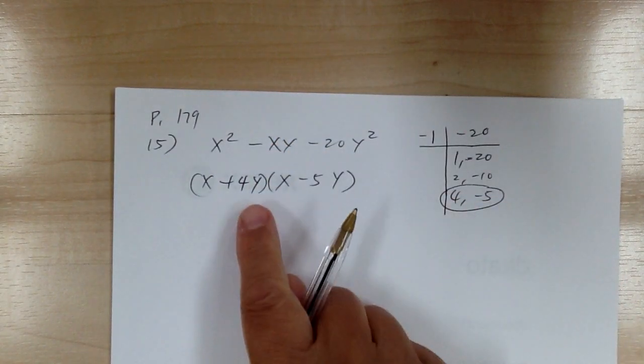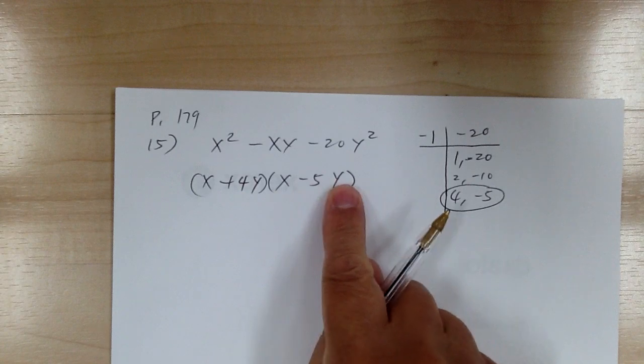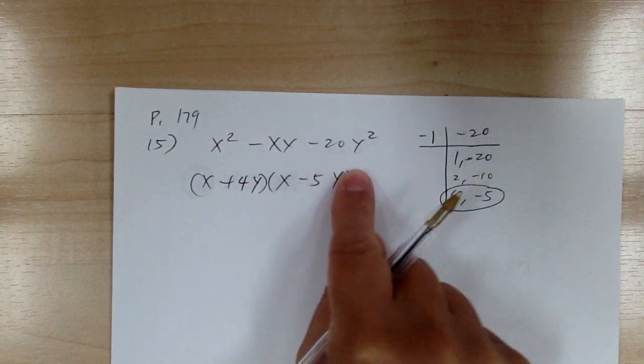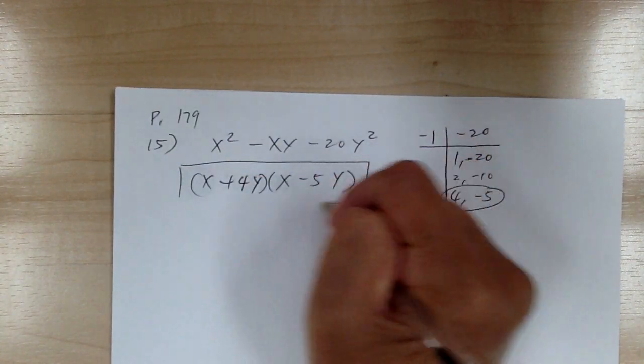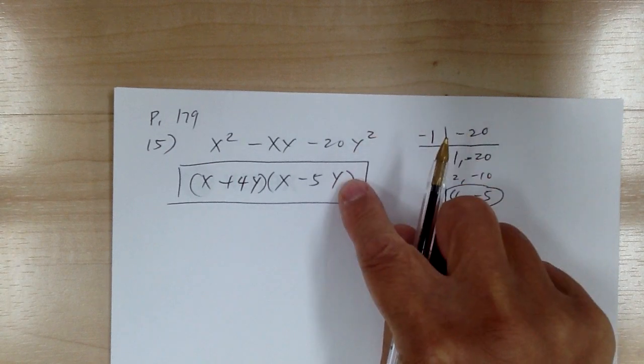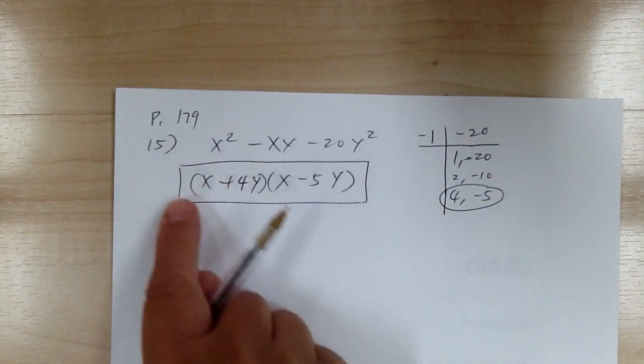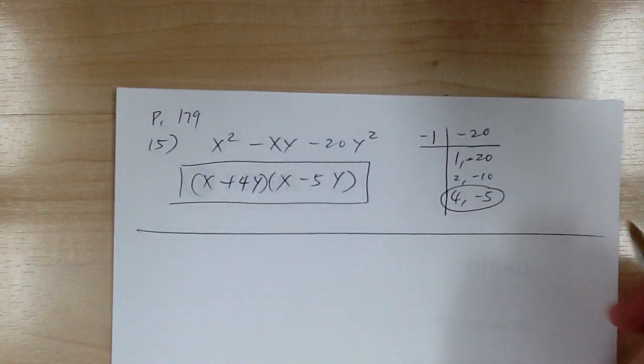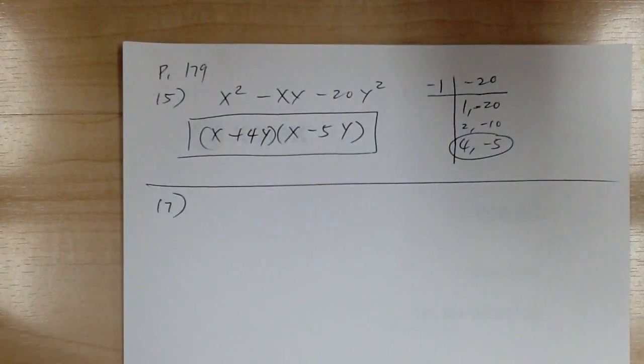Okay, and you can check, right? 4y times negative 5y will give you minus 20y squared. So again, remember, if there's a variable in the back, you put a variable in the back. If there's a variable in the front, you put a variable in the front. Okay, let's go to 17.